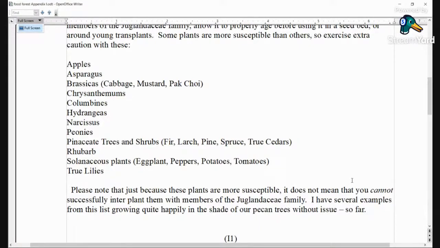So, for example, eastern and western red cedar, those are actually junipers, not true cedars. And those are not affected. Rhubarb and solanaceous plants, eggplant, peppers, potatoes, tomatoes, and true lilies. Of course, true lilies are not edible. True lilies are poisonous. But you might, for some reason, want to have a true lily around just because you happen to like the flower.